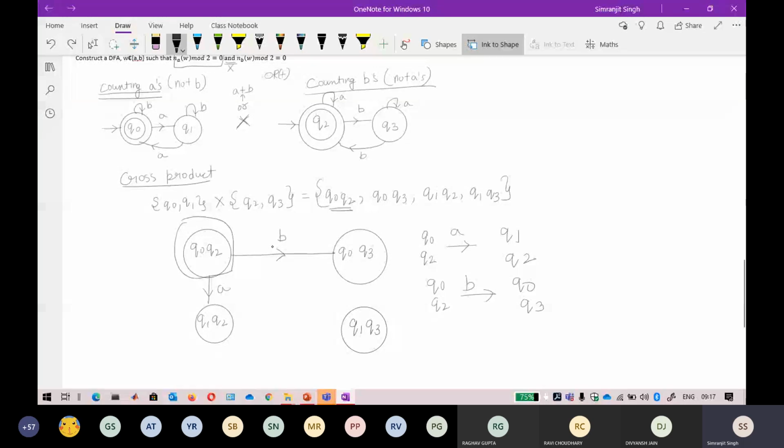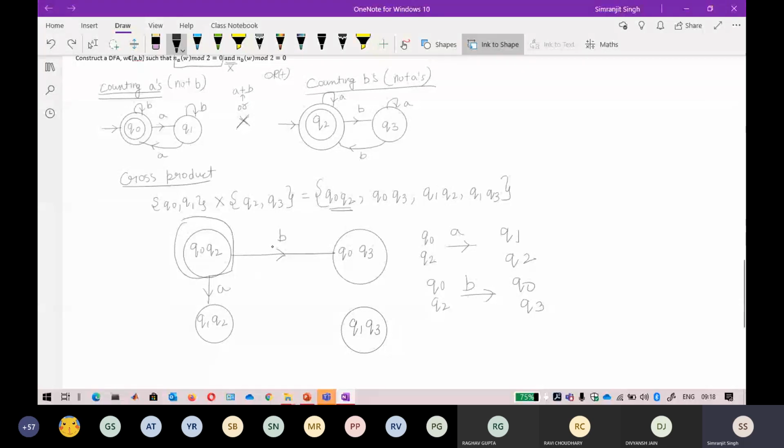Yes, Prachi has done the right thing. You just have to mark the final state on Q0 and Q2. Otherwise, the solution here is very correct. Okay, Priya, you have done it. Don't worry about this.